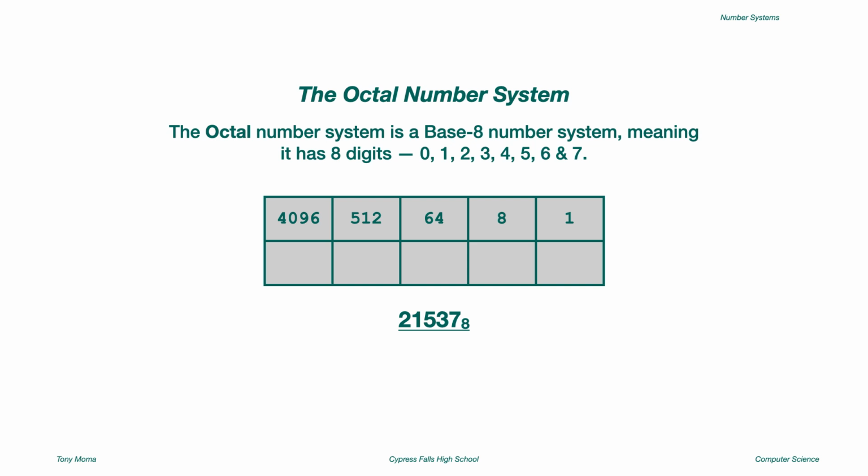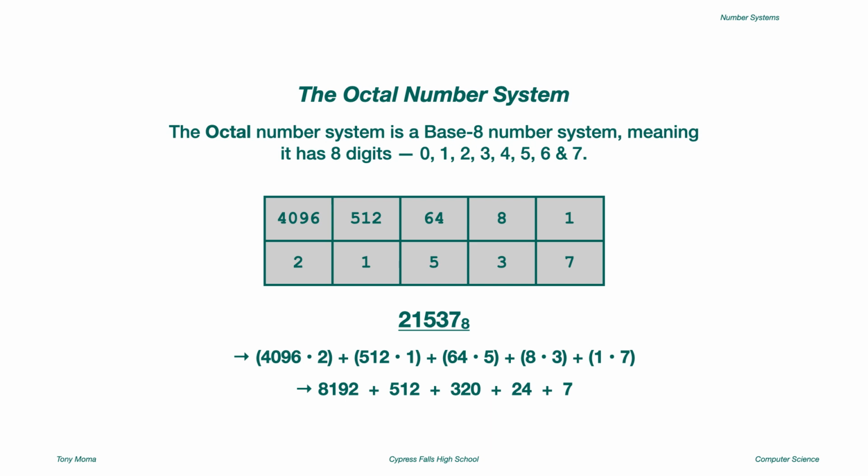Well, we'll start by taking the far right digit and putting it in the far right column, followed by the second rightmost digit, followed by the third rightmost digit, then the fourth rightmost digit, then the fifth rightmost digit. Next, multiply the top row by the bottom row, then add up each column. When we do that, we get 4,096 times 2, plus 512 times 1, plus 64 times 5, plus 8 times 3, plus 1 times 7, which simplifies to 8,192 plus 512 plus 320 plus 24 plus 7, which simplifies to 8,777.